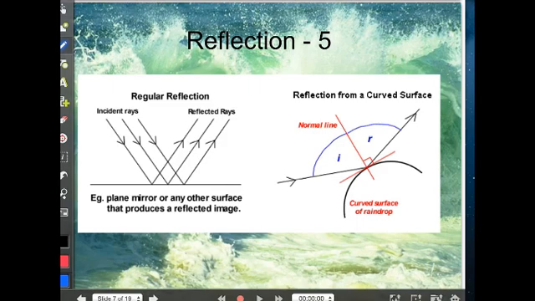You can see that there's a curved surface here, and so it's easier to draw that line perpendicular to the surface and use these angles here instead of the angles down at the bottom.